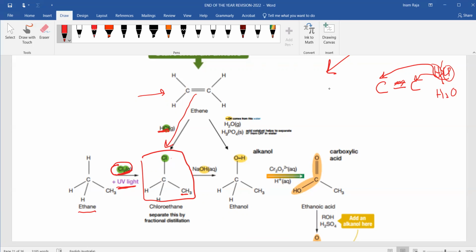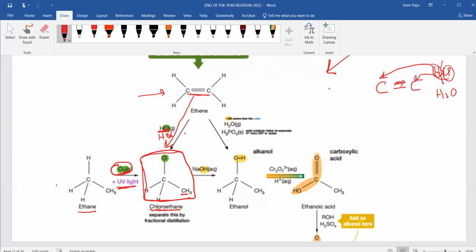Now this haloalkane, chloroalkane, bromoalkanes are a very important starting point for many reactions. So if you know how to prepare haloalkane, you can do many reactions. Again, haloalkane can be prepared from alkene. If you want to prepare bromoethane, add HBr. If you want to prepare chloroalkane, add HCl. This is one pathway.